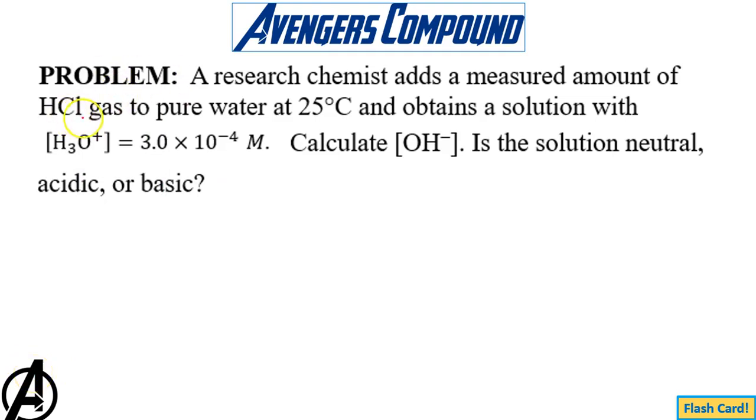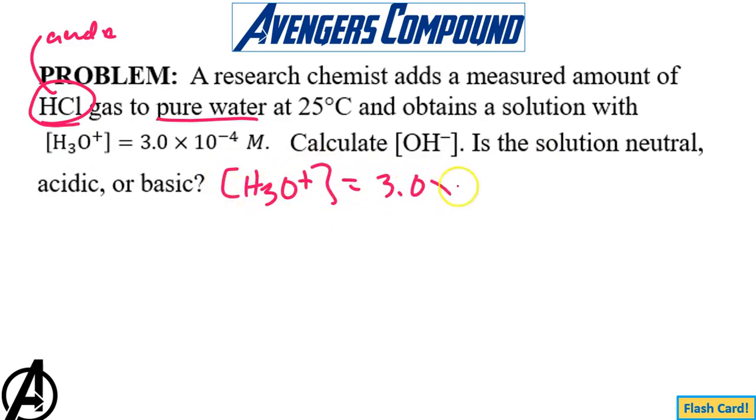What is essentially happening? We're taking something like HCl, and I think of HCl Hulk, which I know is acidic, and we're mixing it with water. So if they're asking me if the solution is neutral, acidic, or basic, I'm going to think acidic. I have to verify that through the calculation, but I'm automatically thinking acidic because I'm adding acid to water here. And they're telling me that I have an H3O plus concentration of 3.0 times 10 to the negative 4 molar. They want us to find the OH minus concentration.